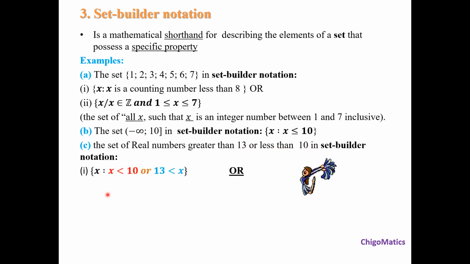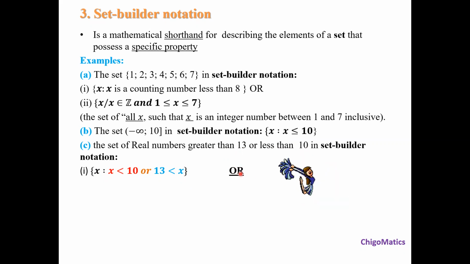We are saying a set of all X such that X is less than 10, or X is greater than 13. What is written in words, I've written in set builder notation. And the "or", I've already told you, represents the union.